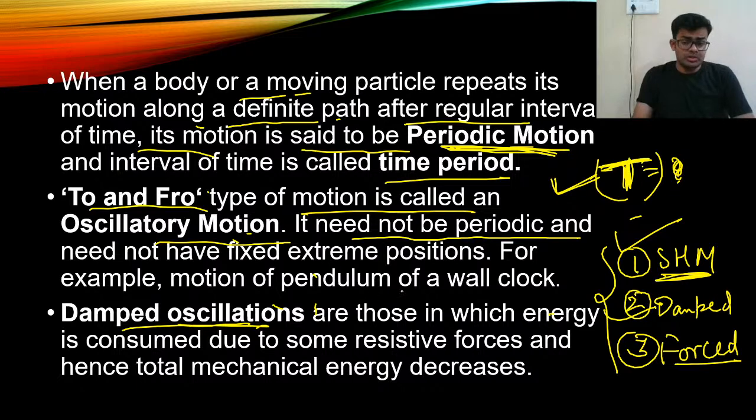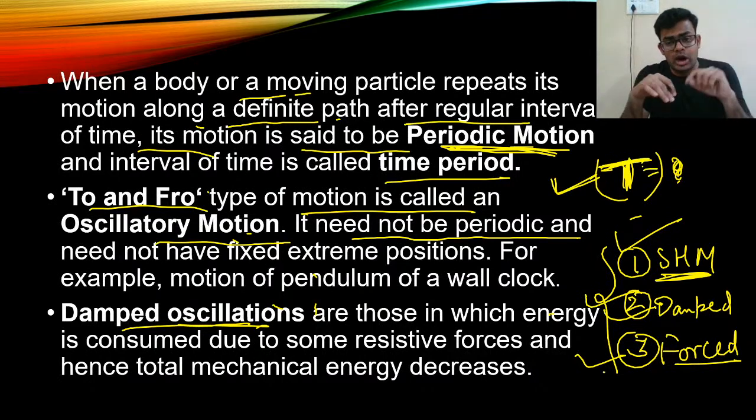Because you can see this damped oscillation, this forced oscillation, in such types of motions what will happen? They are oscillatory motion, but they are not periodic. Why are they not periodic? Because with time their energy will decrease, so there will be loss of energy during the motion. So slowly the time period may change and the amplitude also changes. That's why I'm saying an oscillatory motion may be periodic, may not be periodic. It is not necessary.